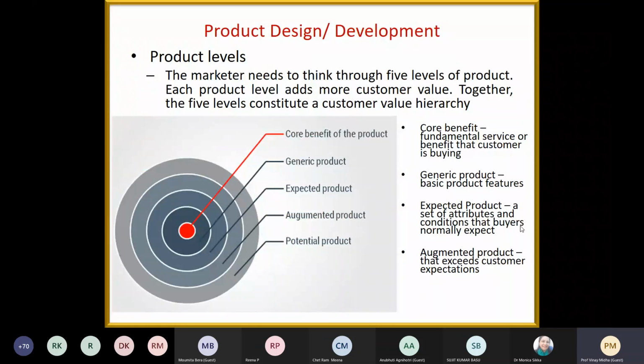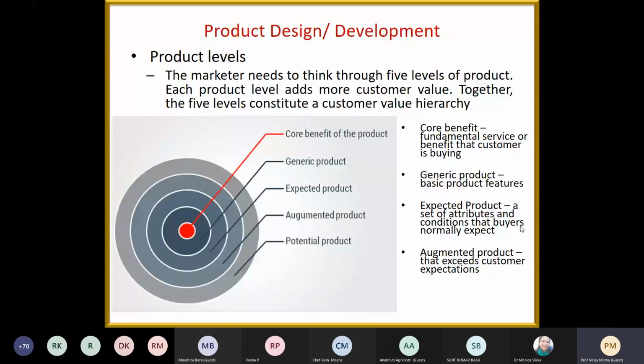And as far as the product we talk about, there are five levels at which the products can be created. When we consider as a company, when we market these products, we need to think about these 5 levels of the product. And each product level will add some customer value. First of all, we will have the core benefit of the product. What is the core benefit of that particular product? That first of all, we need to find out. That is the fundamental service or the benefit that the customer is actually buying. For example, if we talk about apparels, clothes, the fundamental benefit of the apparels is to cover the body.